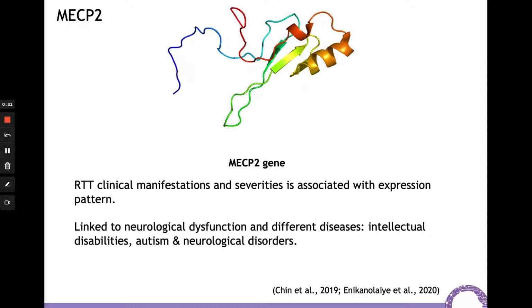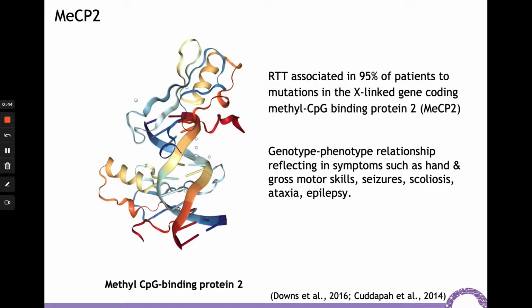For Rett syndrome, it has been associated in 90% of patients to mutation in this gene, determining that the function of the protein encoded by the same gene is critical for normal neurodevelopment.